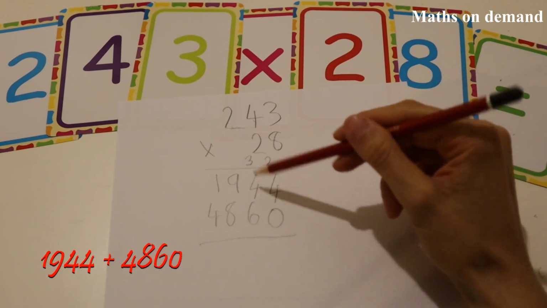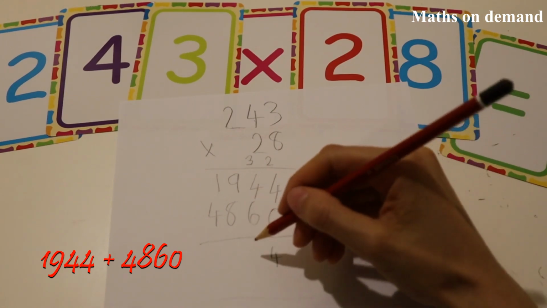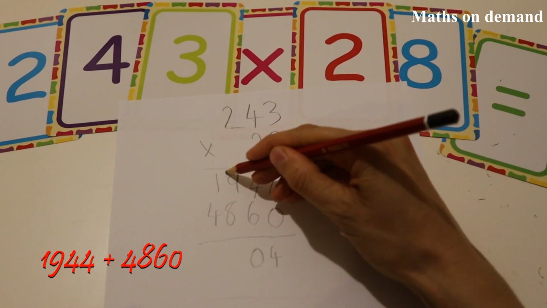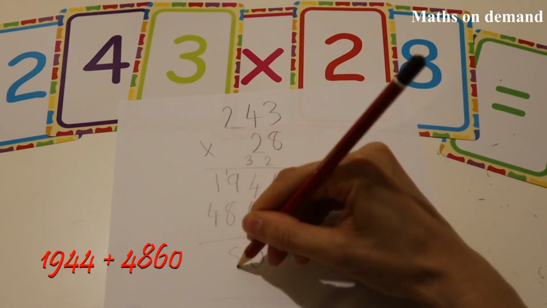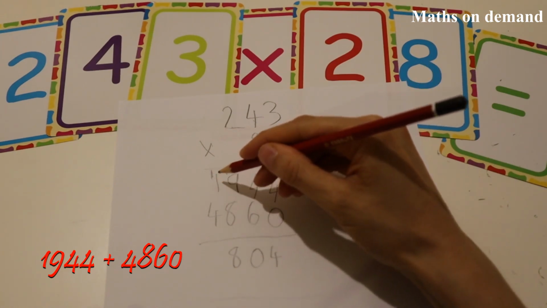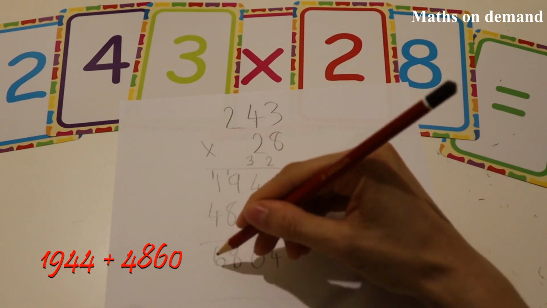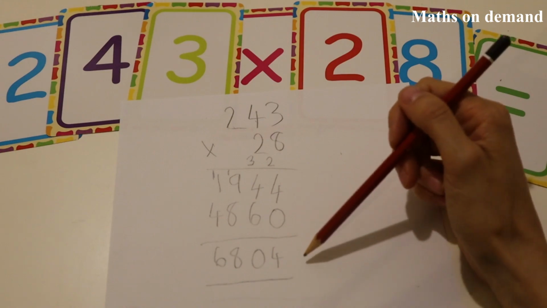Now all we need to do is add these numbers together. 4 and 0 is 4. 4 and 6 is 10, so carry the 1 up here. 1 and 9 is 10. 10 and 8 is 18. Put the 1s down here, the 10s up here. 1 and 1 is 2. 2 and 4 is 6. What a big number we have got here, 6,804.